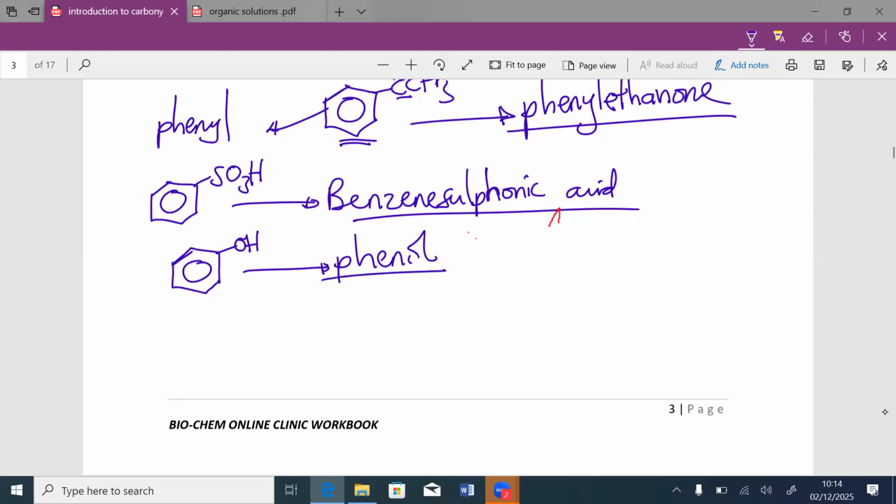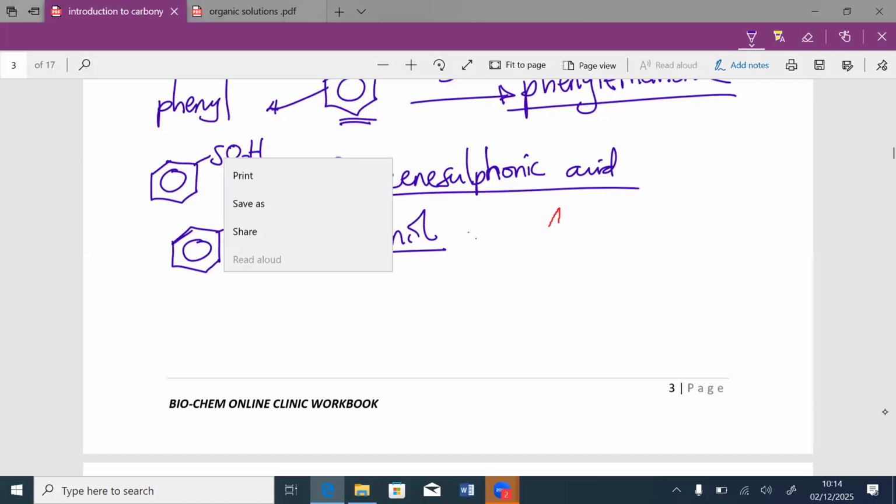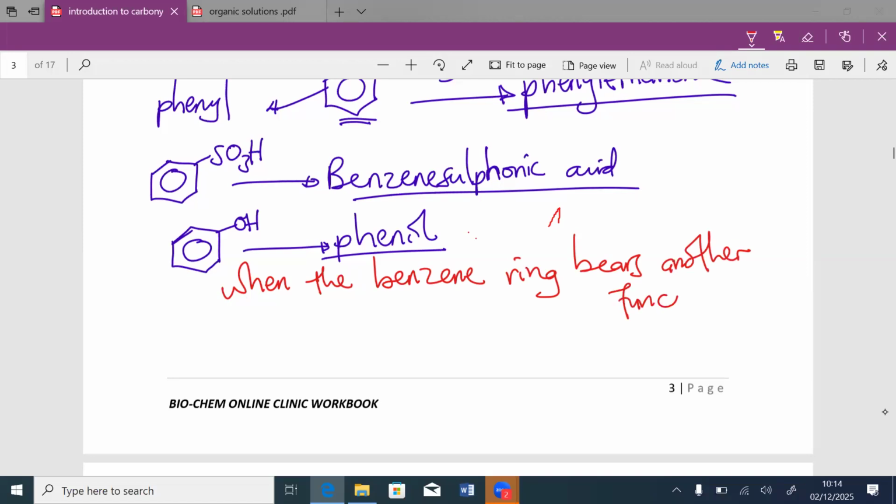You're seeing that? But the reason why we can call the benzene ring phenyl is when the benzene ring is bearing another functional group. Let me write that in red. Most of the times we call it phenyl when the benzene ring is bearing another functional group.